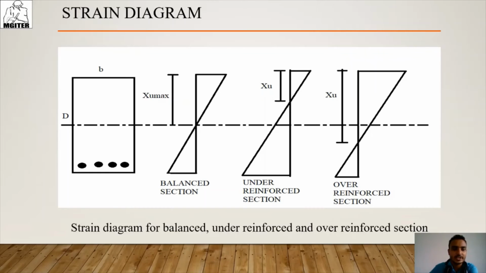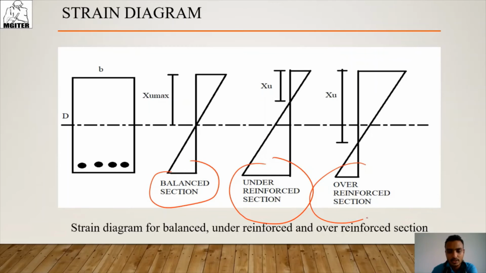Here is the strain diagram for the balanced section, under reinforced section, and over reinforced section. You can see the neutral axis depth, xu max here, and xu is above it for the under reinforced section. xu below xu max is called an over reinforced section.